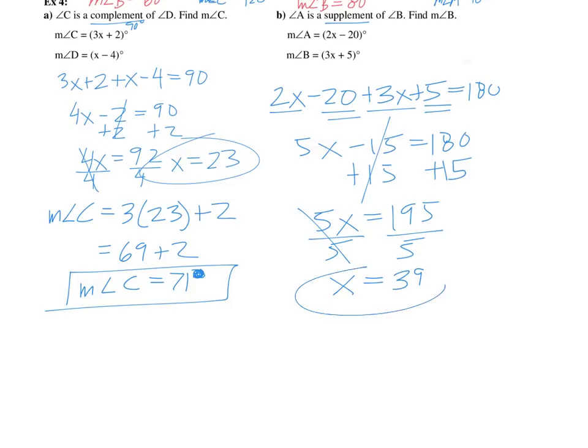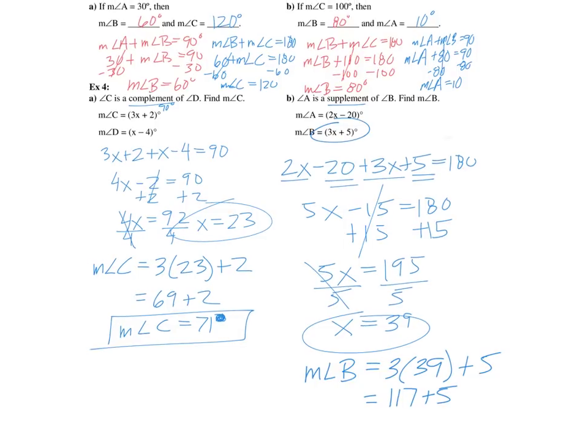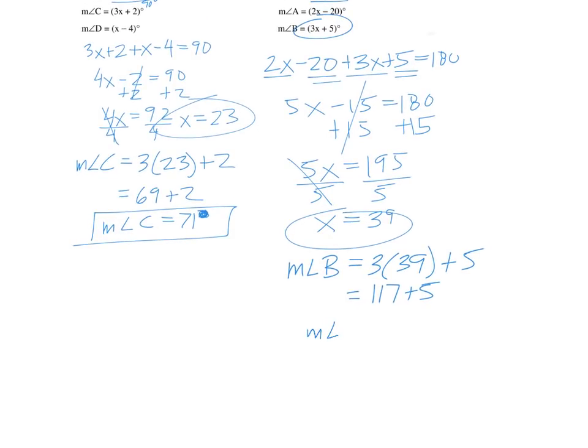So I take the x now, and I plug it in for what? What am I trying to find? B. All right, so I have measurement angle B is equal to 3 times 39 plus 5. That is 117 plus 5. And measurement of angle B is equal to 122 degrees. Done.